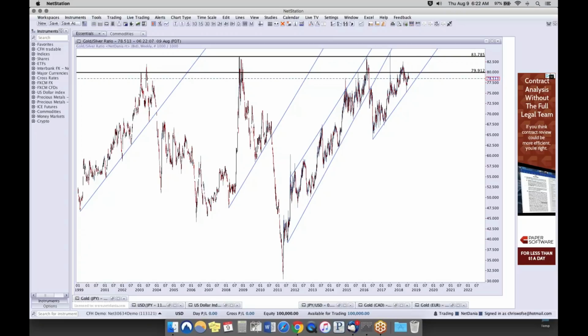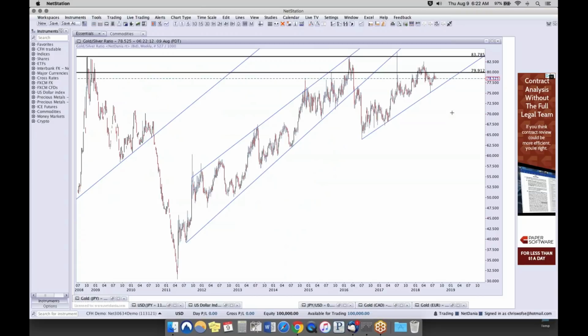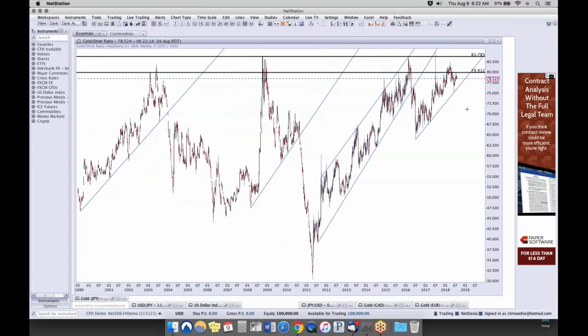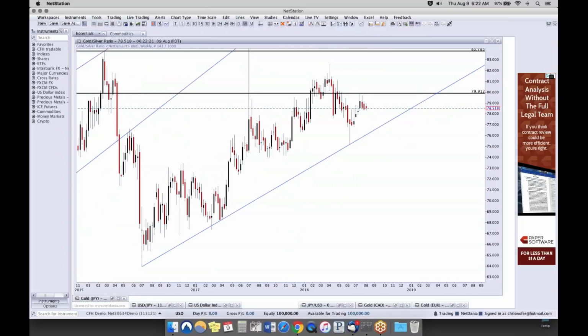The window, we'll zoom this in. The window here for this ratio to start breaking lower is in front of us. It's over the next 12 months or so. Yeah. Back under that. So we would want to see that. Yeah. Correct. Coming back down, let's call it 76 or so.